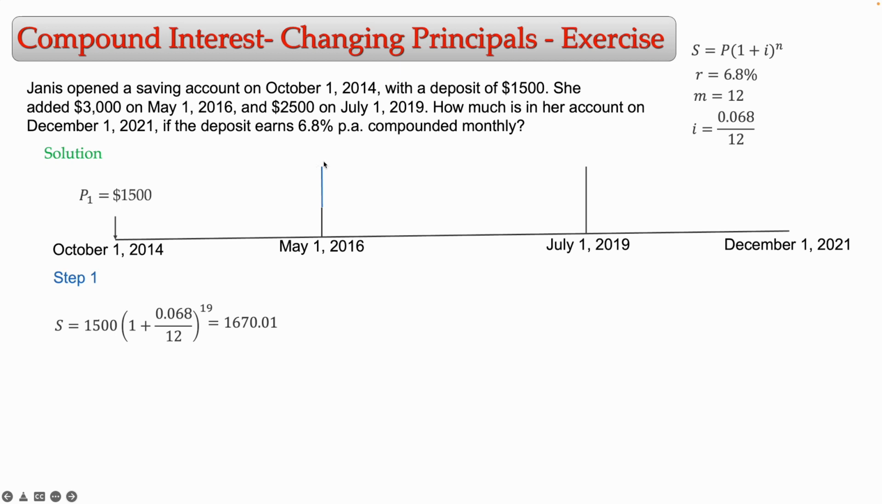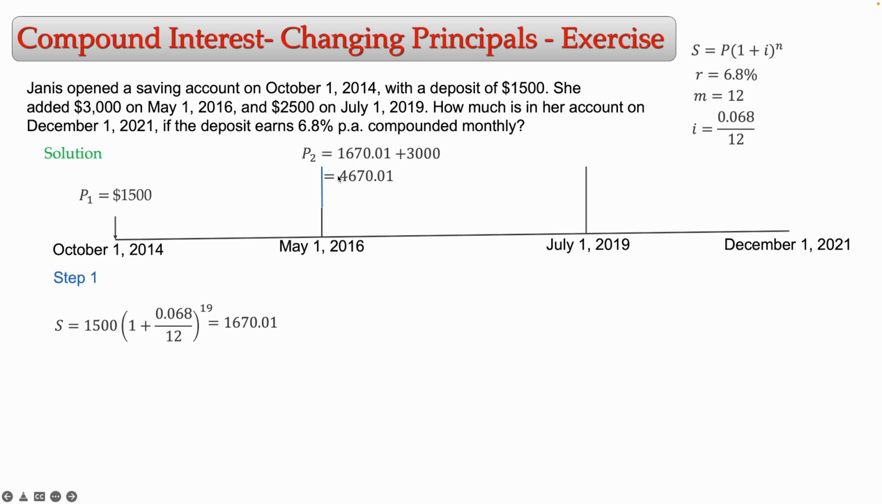So the new principal is for the next step of the problem, for the next period of time when the money was earning interest. Let's call it P2, the second principal: 1670.01, the number that we got in the previous step, plus the 3,000 that she added that date. This will be 4,670.01.